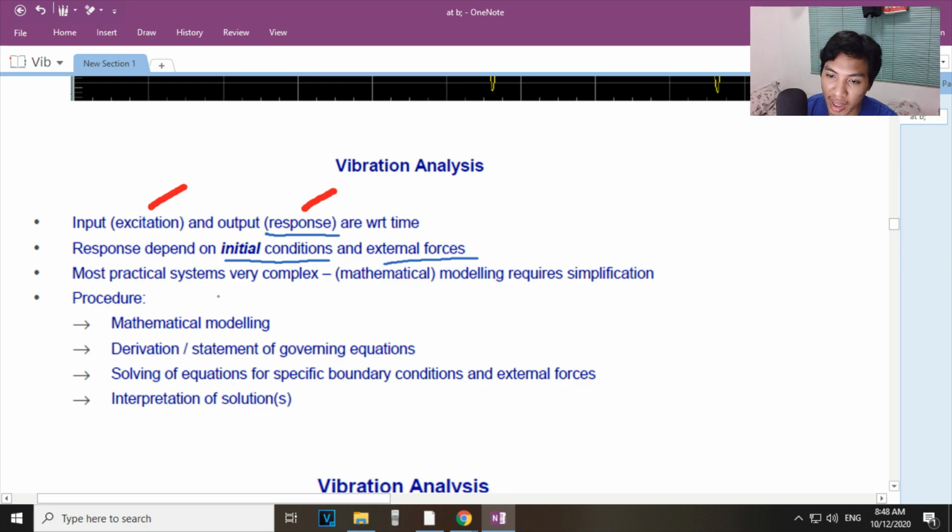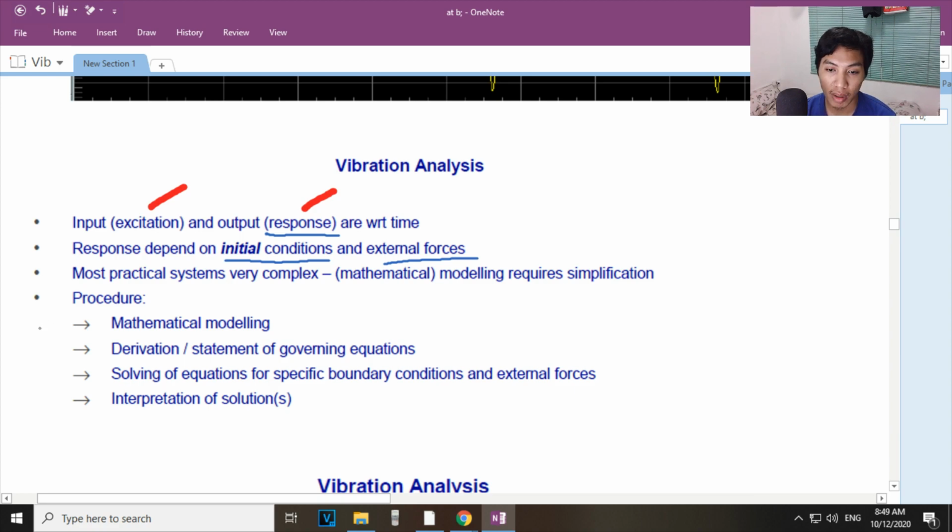Most practical systems sometimes are very complex in terms of mathematical modeling and it requires simplification first. Ano ba yung mga procedures na kailangan natin? Siyempre, pag magso-solve tayo, hindi naman tayo magso-solve kaagad. Kailangan i-consider natin kung ano yung mga parameters na given, kung if they are in single degrees of freedom na ba, or they are too complex to understand, kailangan himay-himayin muna natin sila. Now, this is the proper procedure.